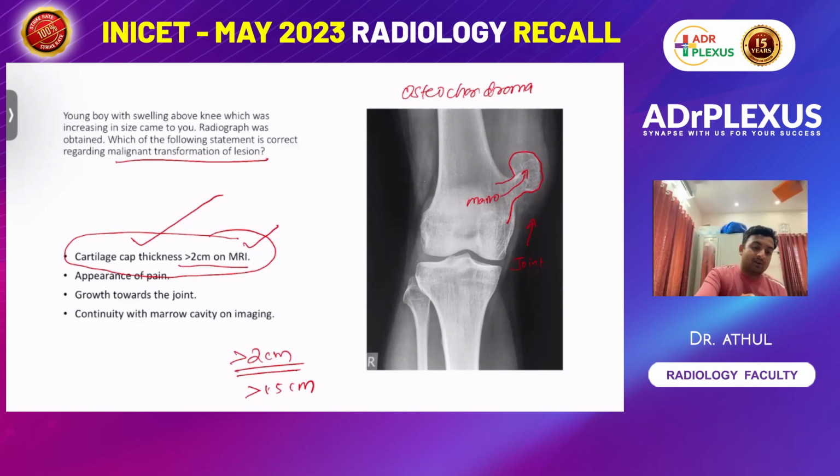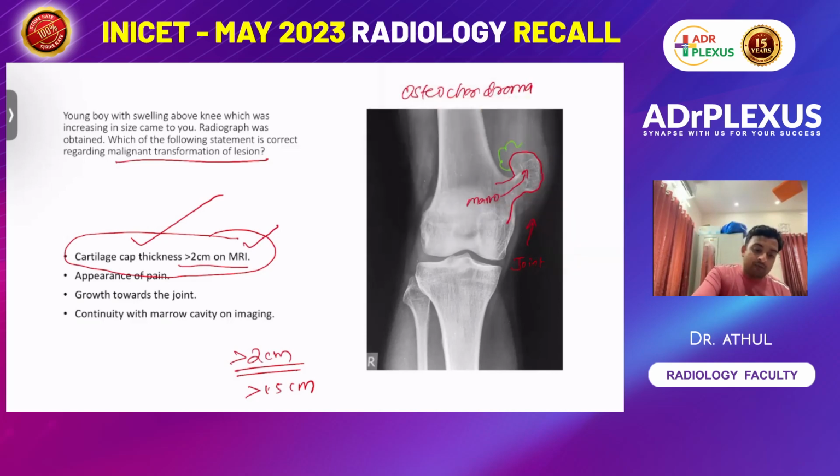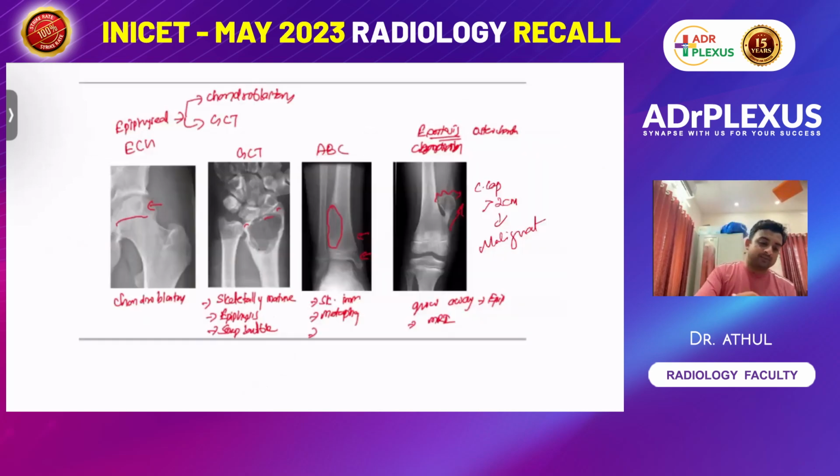So that is the concept. If you take an MRI like this, there may be a cartilage cap like this, and if the cartilage cap thickness is more than 2 centimeters, then it denotes malignant transformation. So that is the take-home point. I think this will be the correct answer if these are the options provided. So we will move forward.